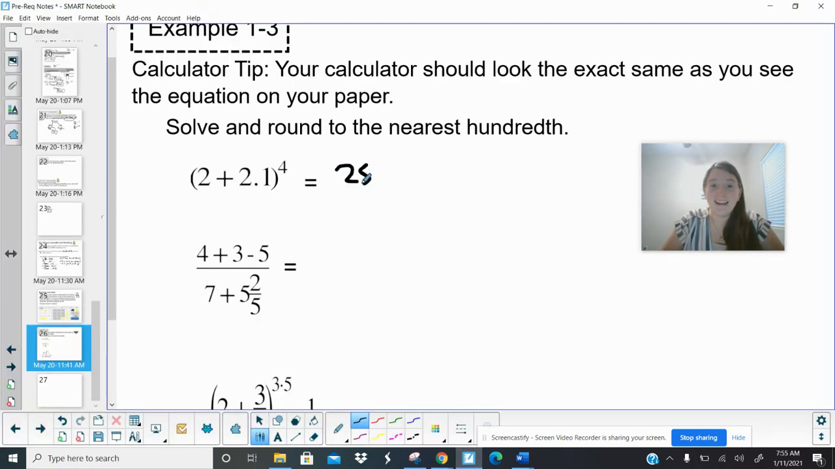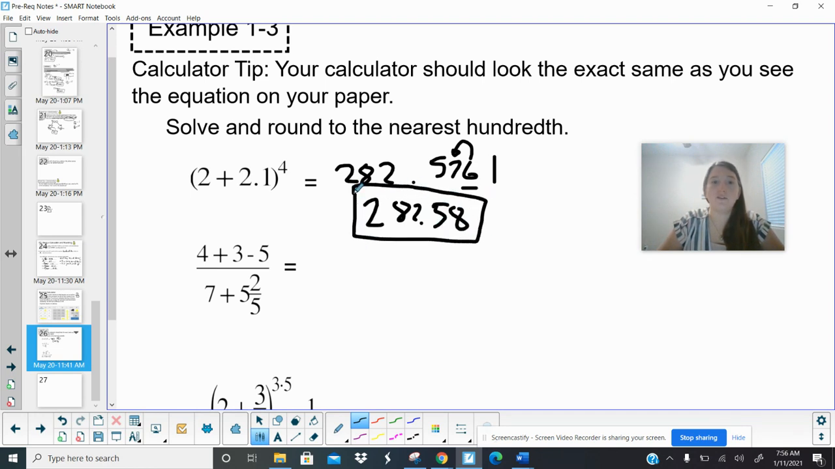So if you did not get this, I want you to pause the video, go back and try it again in Desmos. 282.5761. And then let's round this to the nearest hundredth. Using what we just learned, what should I round this to? Well, the third decimal is a 6. That tells me to round the 7 up to an 8. So we should get 282.58. If you did not get that, go back to Desmos and try to plug it in again.